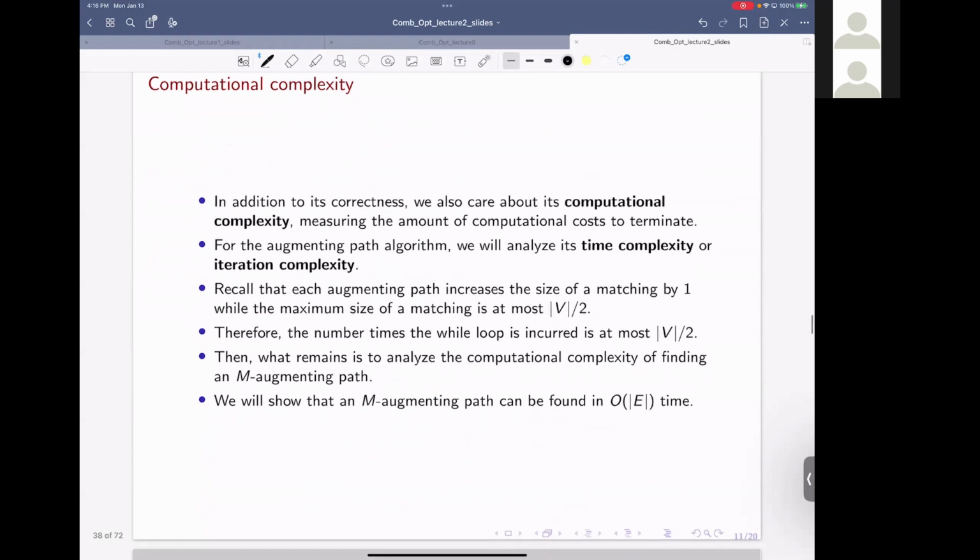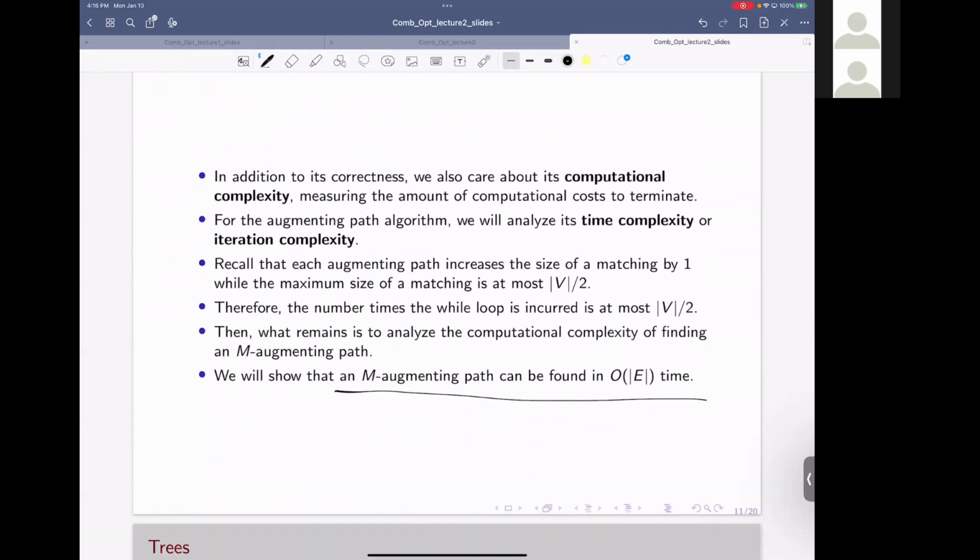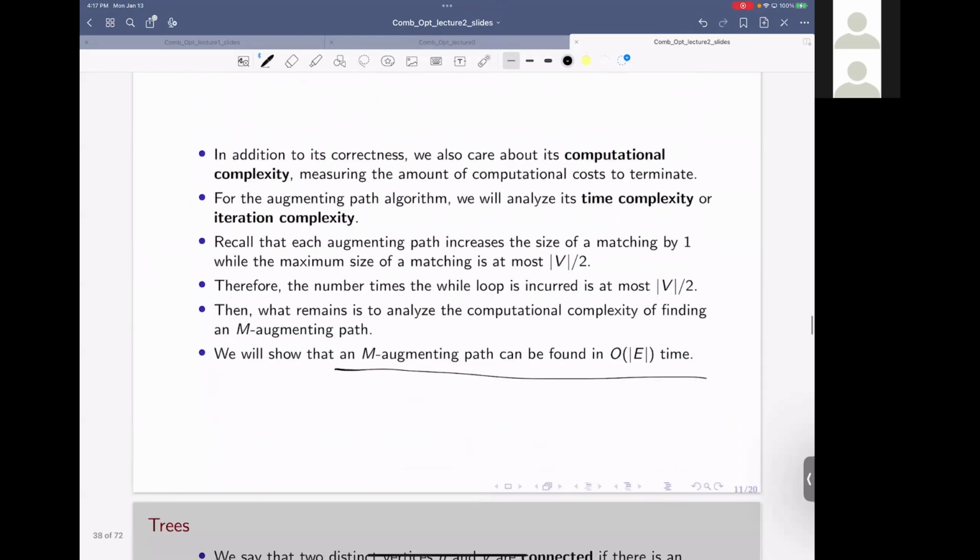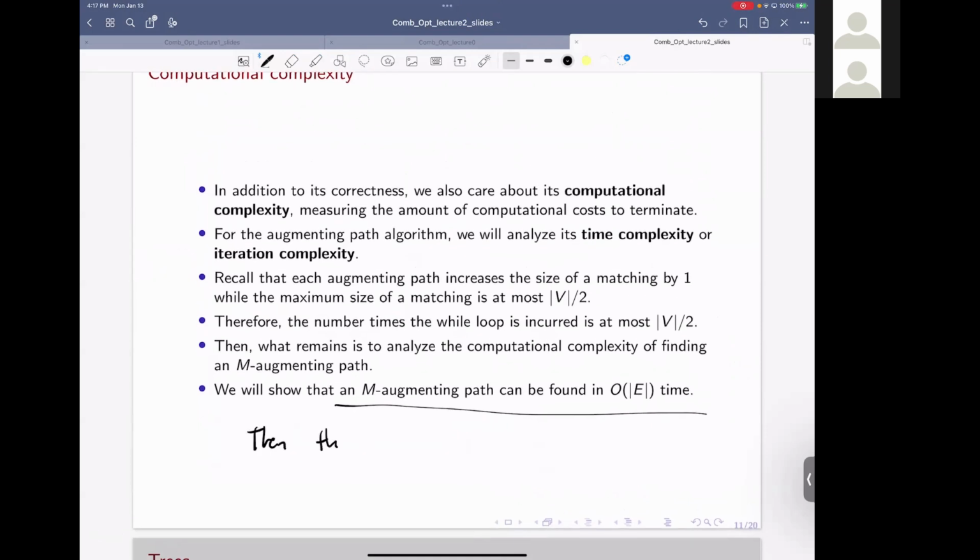What we're going to argue is that an augmenting path can be found in order of E time. And order of E, I guess for high school students, have you seen this notation? Okay, that's good, then I don't have to explain it. It just means the total is bounded above by a constant times what's written inside the parentheses. Great. So then the final complexity is order of V times E. Again, the complexity of each while loop is order of E, and there can be at most V while loops. So if you multiply them, you get V times E.